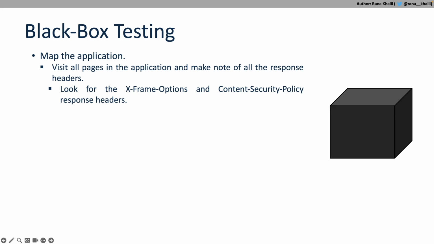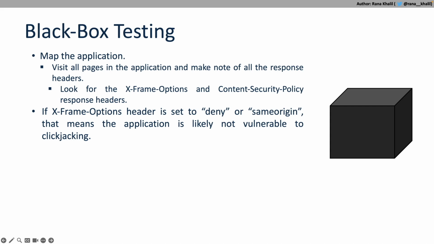Now, in terms of the X-Frame-Options response header, this header indicates whether or not a browser should be allowed to render a page in a frame or an iframe element. If it's set to deny, that prevents any domain from framing the content. And if it's set to same origin, that means only the current site is allowed to frame content. In both cases, this prevents other sites from framing your website, and so it makes it not vulnerable to clickjacking attacks.